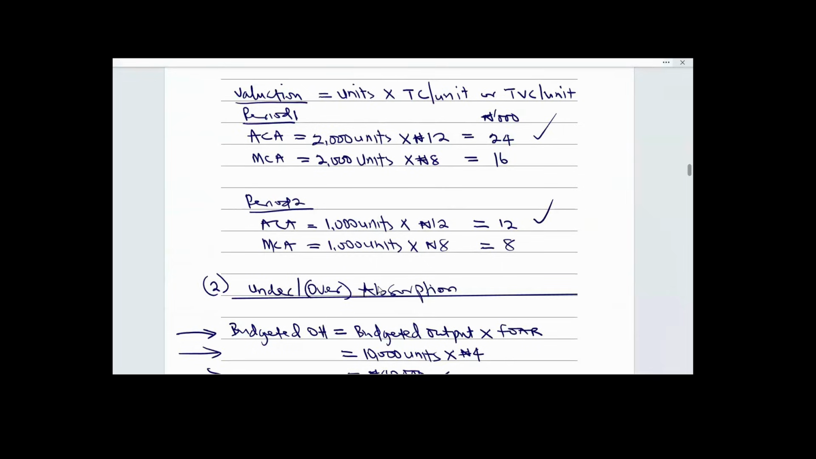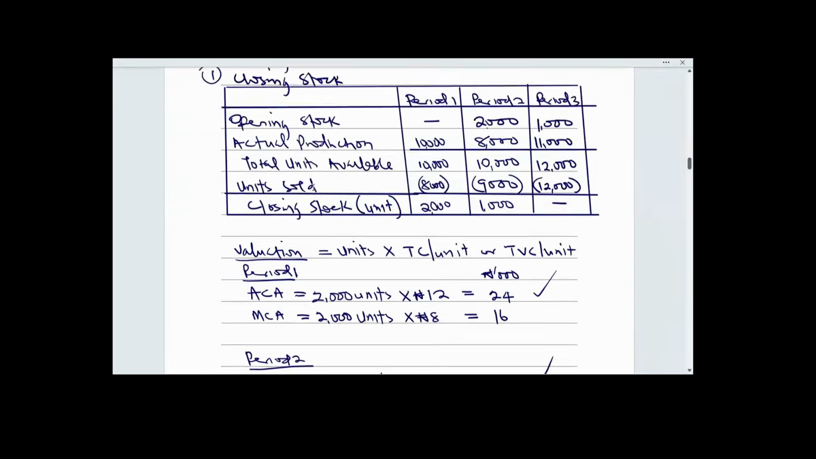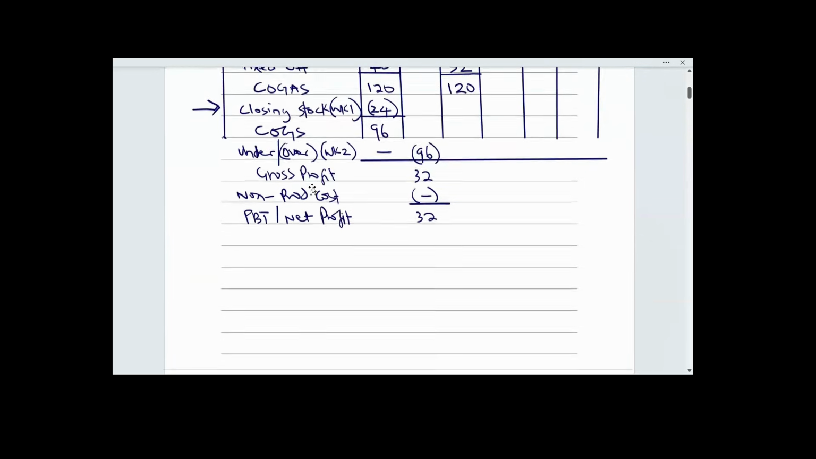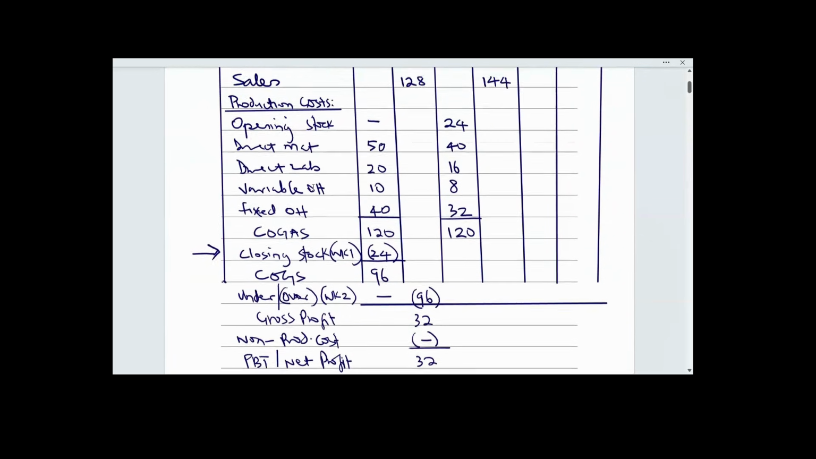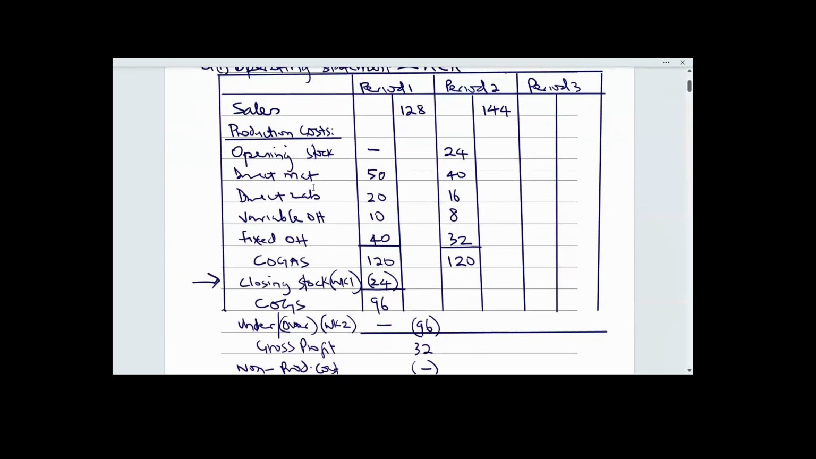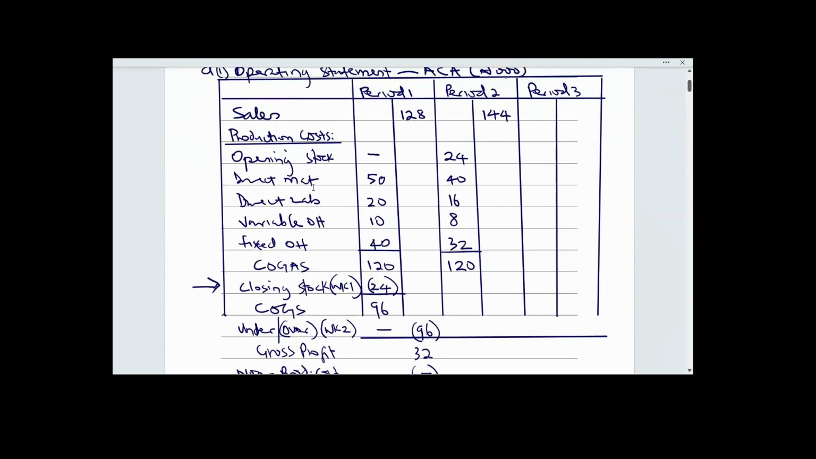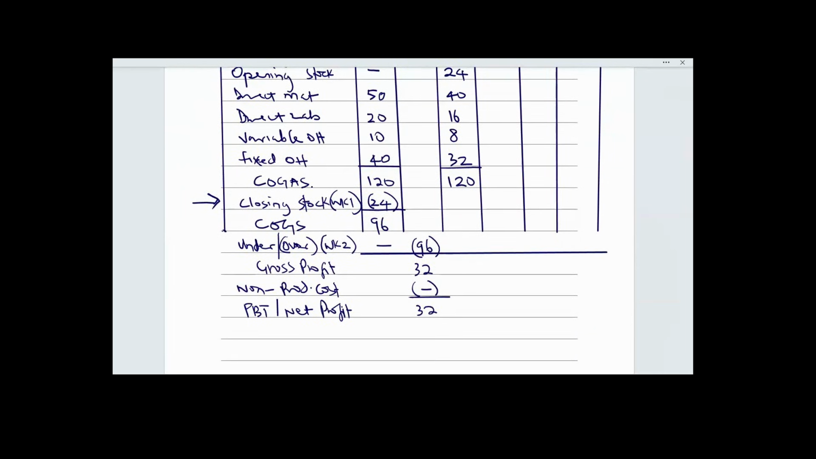Yes, Kaude, what's your question? Sorry, sir. Can you come again on how we got that 144? Which 144? That's the sales for period 2. I skipped there. For your sales. Okay. Exactly, yes, sales is selling price multiplied by units sold. Is it clear now? Thank you, sir. All right then.